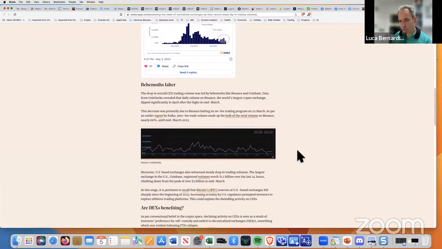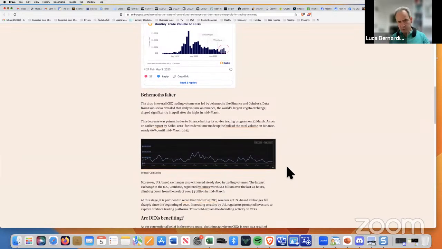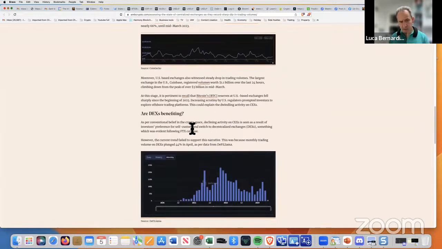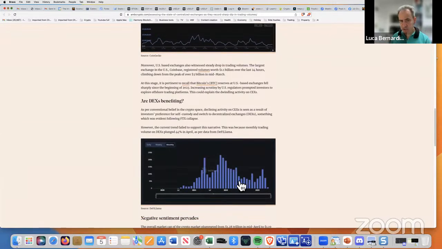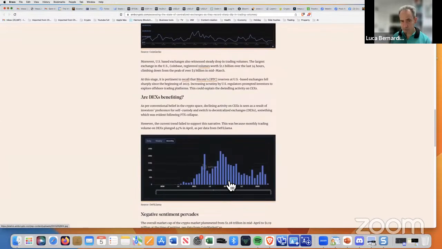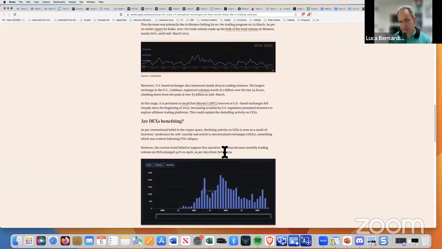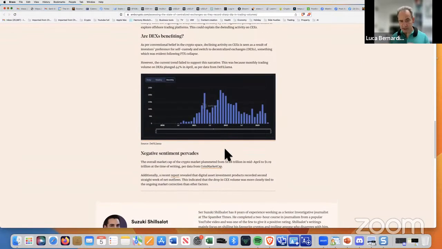But the worrying thing is not so much that, because you would think that if centralized exchanges are going down, decentralized exchanges would go up in traffic, as traffic moves from one place to another. Instead, what we see from DeFi Llama is that the traffic has gone down in decentralized exchanges as well. We can all guess why this is happening, but mostly a negative sentiment pervades.